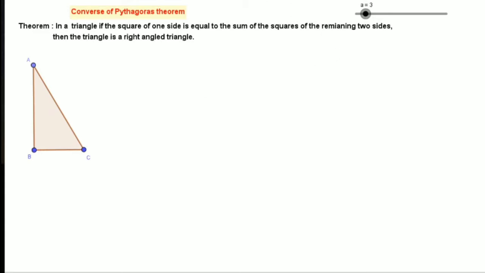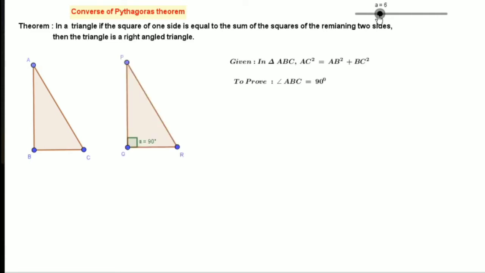So let's write the given from the figure. Given: in triangle ABC, AC square is equal to AB square plus BC square. To prove: this triangle is a right angle triangle, that is, angle ABC is equal to 90 degrees. If this angle becomes 90 degrees, then this triangle will be a right angle triangle. For proving this, we have to construct another triangle.